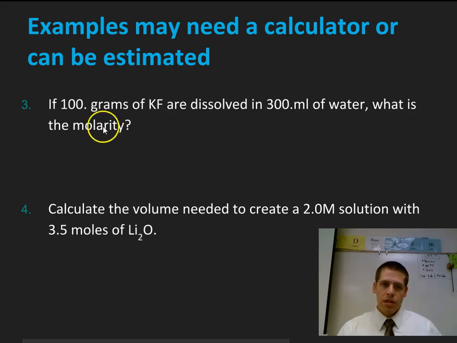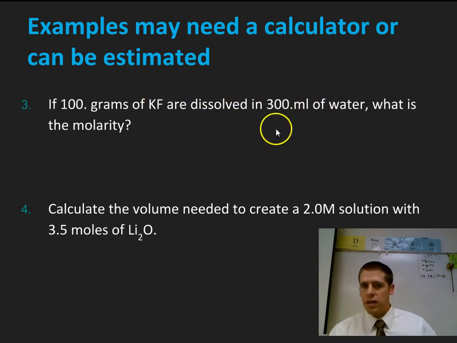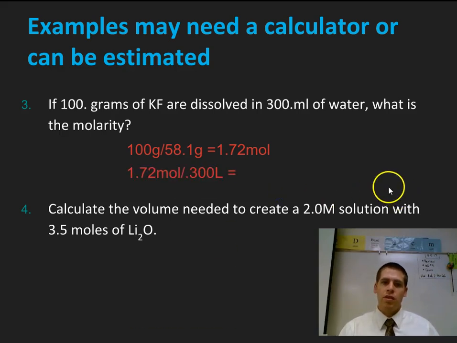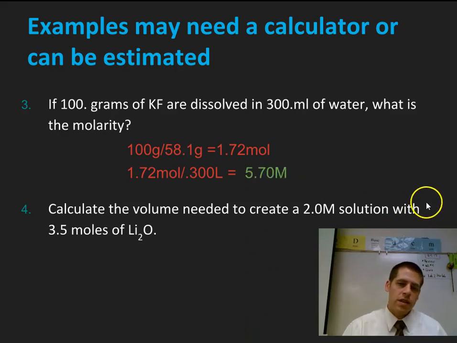A couple more examples. If we have 100 grams of potassium fluoride dissolved in 300 milliliters of water, what is the molarity? Again, you're just converting to moles first, so 1.72 moles, and then putting that over your volume, which in this case is 0.3. Make sure you move the decimal, 0.3 liters, and so your final answer is 5.7 molar.